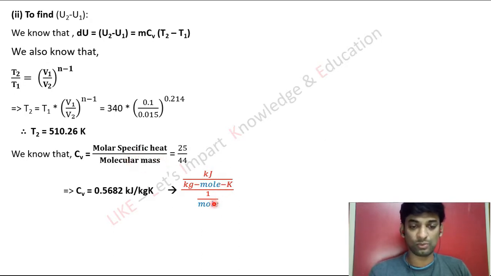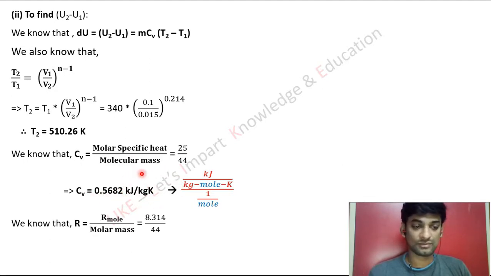Molecular mass is per mole. That's why we are dividing this by molecular mass. Look at this. This mole gets cancelled, so the unit will be kilojoule per kilogram Kelvin. You know the unit of Cp or Cv will always be in kilojoule per kilogram Kelvin. Since it is a molar specific heat, I am dividing this by molecular mass. Then only this mole gets cancelled and you will be getting the Cv in kilojoule per kilogram Kelvin.